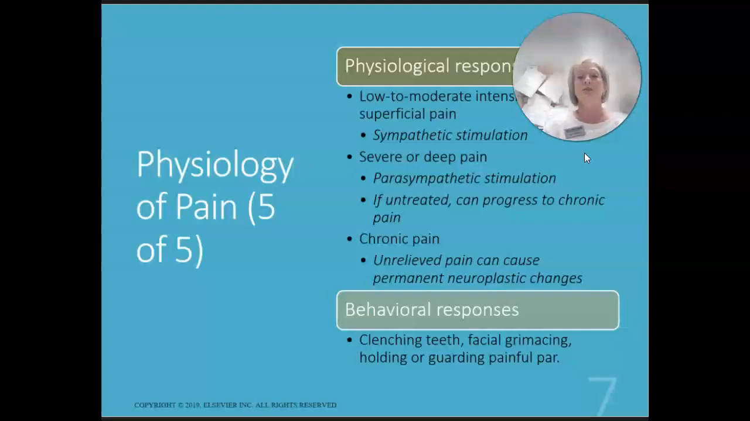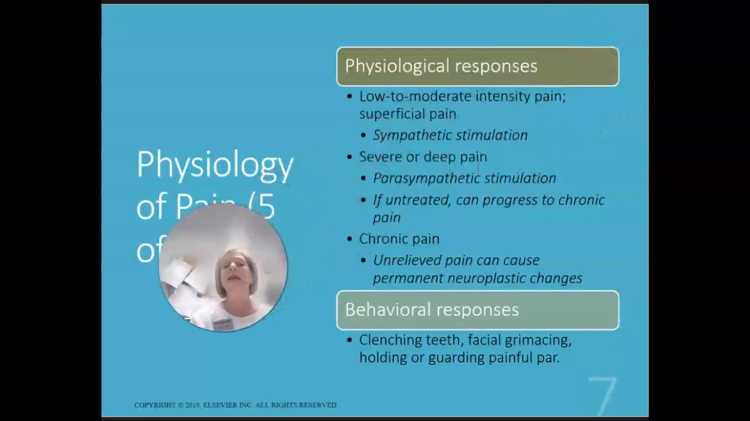So then our physiological responses. When you have physiological responses happening to pain, if we have low to moderate intensity pain or superficial pain, the sympathetic nervous system is stimulated. We have a sympathetic nervous system and a parasympathetic nervous system. The sympathetic nervous system, we call that the fight or flight. So if you are working someplace and you put your hand on a hot iron, you're immediately going to get that sympathetic stimulation because it's fight or flight. I'm going to pull my hand back because that was hot. That was intensity of the pain. It was superficial pain, so I'm going to pull it back.